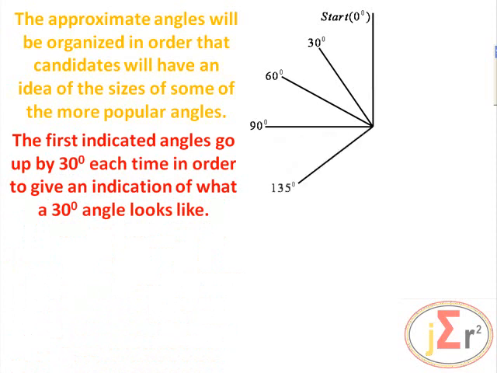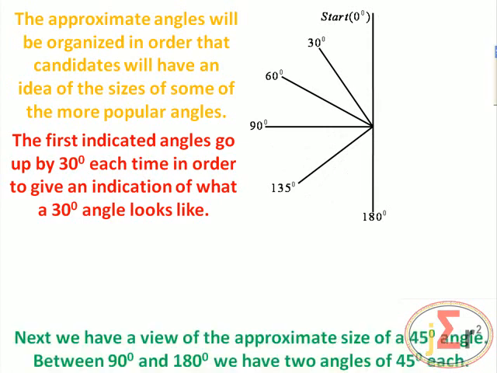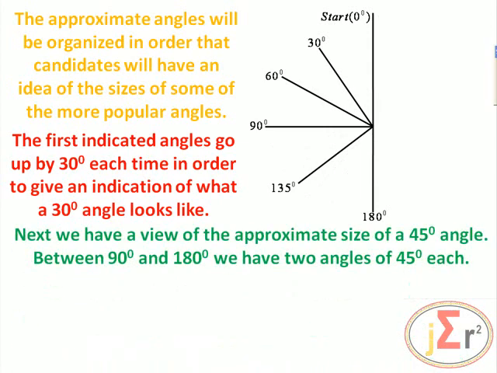The ones that we have there are the 45 degrees angles. 90 plus 45, 135. 135 plus 45 will give us 180 degrees. Next, we have a view of the approximate size of a 45 degrees angle. Between 90 degrees and 180 degrees, we have two angles of 45 degrees each.